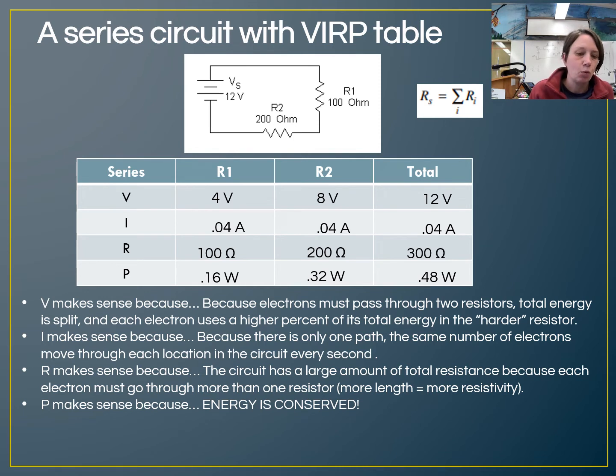If you were asked to tell which light bulb was brighter, the answer is R2. You can see that right here. It's a 0.32 watt bulb as opposed to R1, which is a 0.16 watt bulb. And if you were asked to explain why, I would say in a series circuit, when the current is the same for both, the bulb that has a bigger voltage is going to have more power, and that happens to be the bulb with a higher resistor in this case.